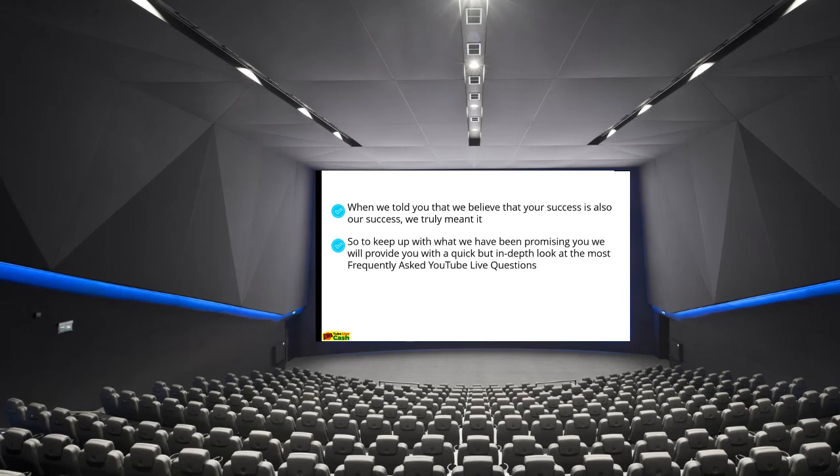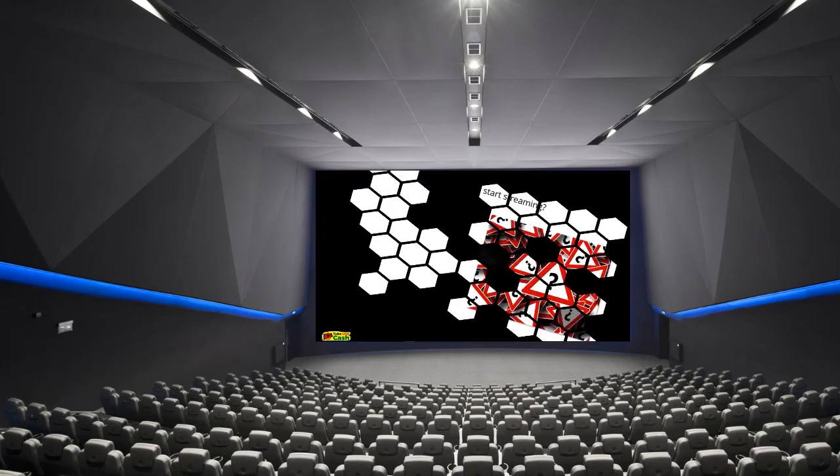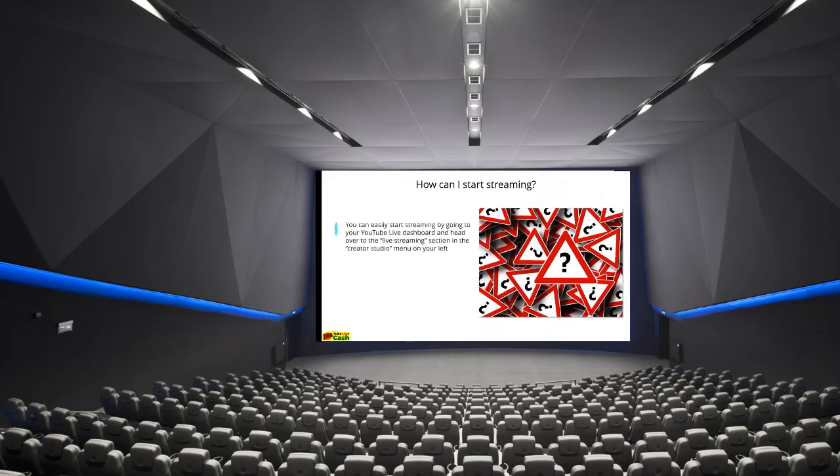We will get detailed on each without having to scratch your head around how others might try to present them. Let's start our comprehensive frequently asked questions video with: how can I start streaming? You can easily start streaming by going to your YouTube Live dashboard and heading over to the live streaming section in the Creator Studio menu on your left. Once there, select Stream Now. Remember that you need to have your encoder installed and configured to be able to start streaming. You can also stream a live event from the same menu.